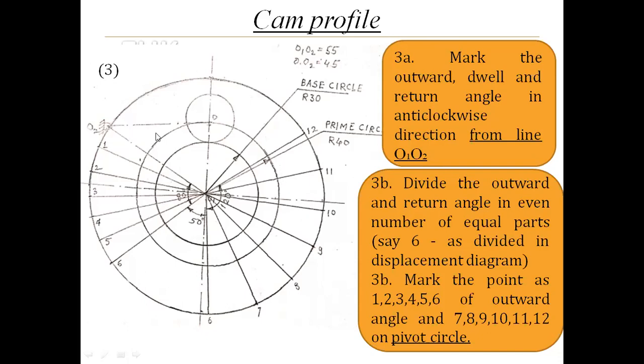That is the difference. Okay, mark the points 1, 2, 3, 4, 5, 6, 7, 8, 9, 10, 11, 12 on the outermost circle, that is the pivot circle. Okay, pivot circle. Now come to the next point.